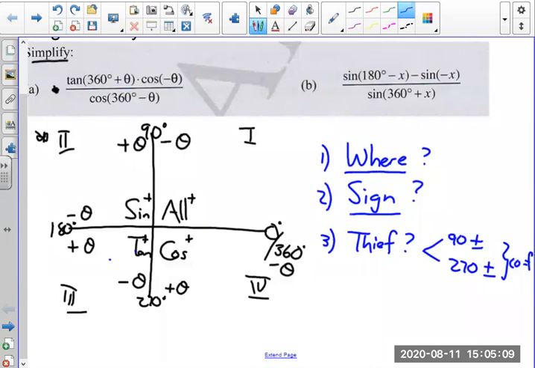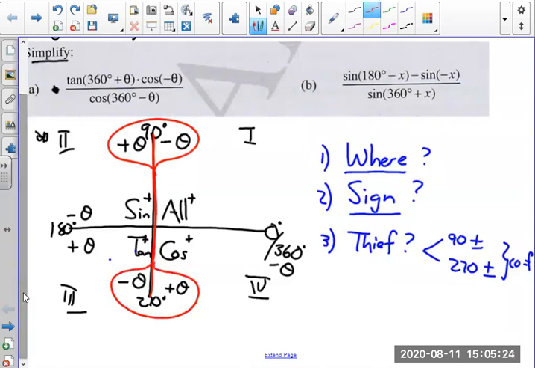Now I show it on my board in my class. I show this axis as a red axis. You know, the red means danger. So if you see a 90 minus or a 90 plus, or a 270 minus or a 270 plus, you must know that there's a thief and you must use cofunctions.